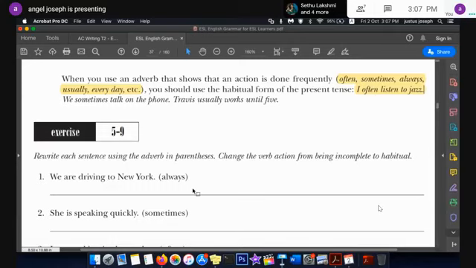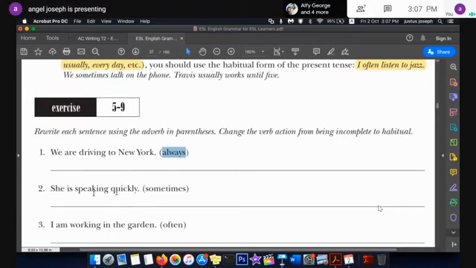We are driving to New York. We always drive to New York. I hope now everyone would be able to participate. So she is speaking quickly. She sometimes speaks quickly. Speak or speaks? Speaks. Correct, with the S, right? Because she is in the third person singular. He, she, it. Those guys, right? From the table.